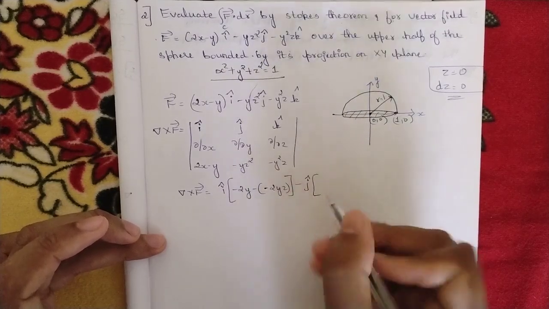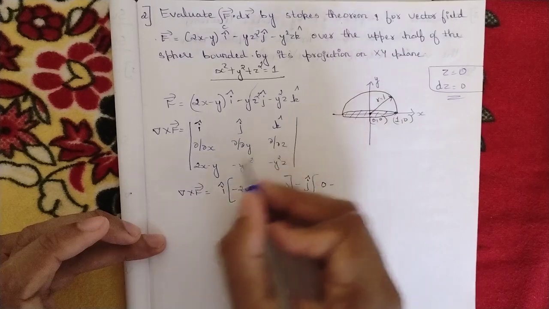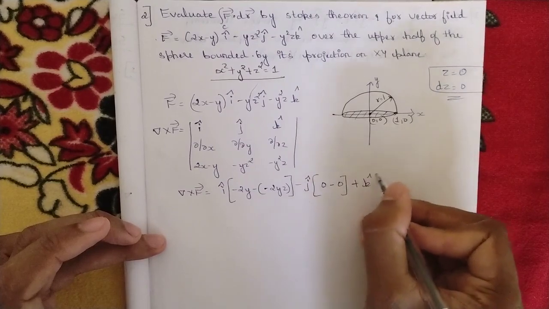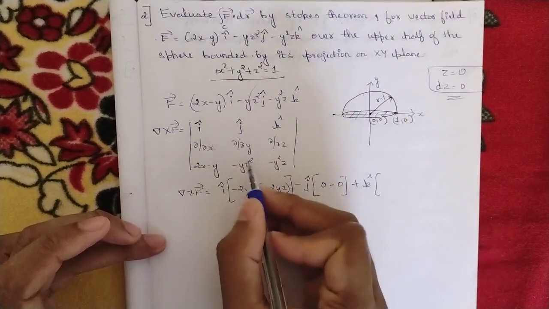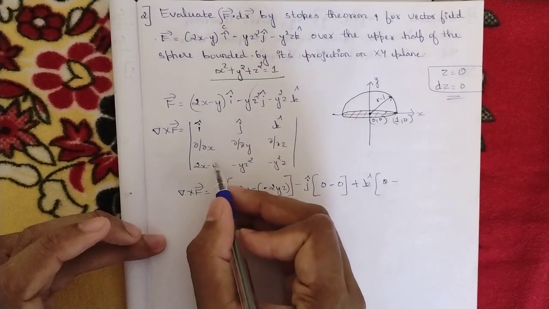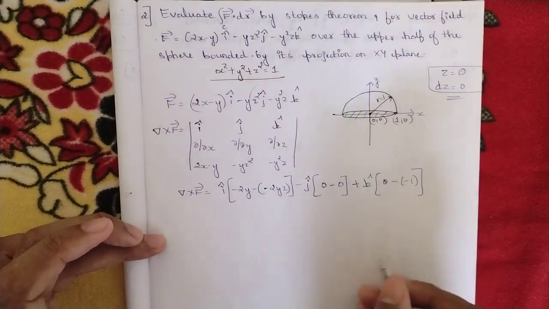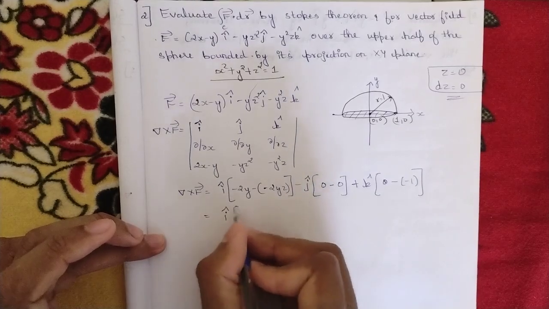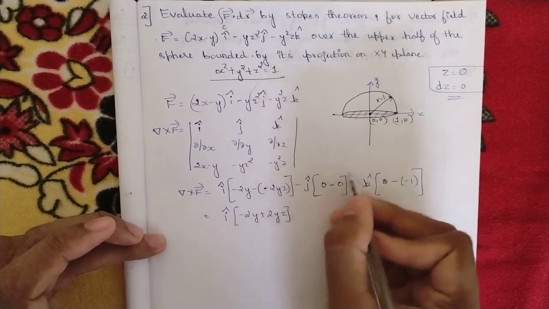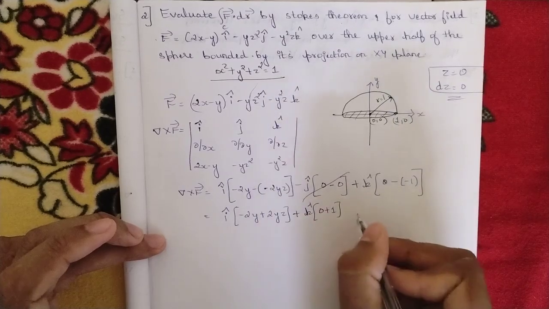Minus j cap into dou by dou x into this term, we don't have any x term here, so 0. Minus dou by dou z into this term, again we don't have any z term here, so again 0. Plus k cap into dou by dou x into minus of yz square, no x term again, so 0. Dou by dou y into this term, so differentiation of 2x is 0, and differentiation of minus y is minus 1. Okay, so solve it. i cap into minus 2y plus 2yz, and the j cap term goes, we are left with k cap into 0 plus 1.